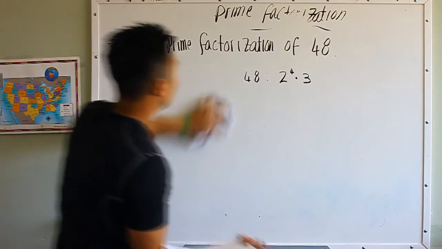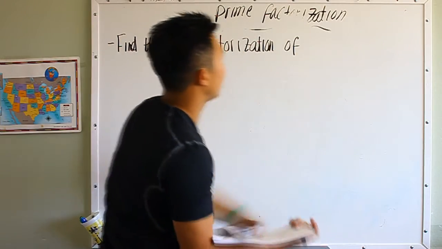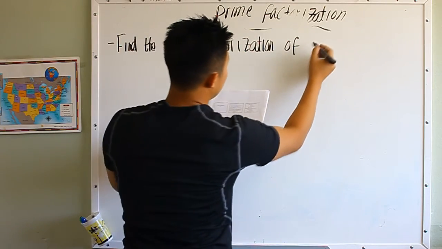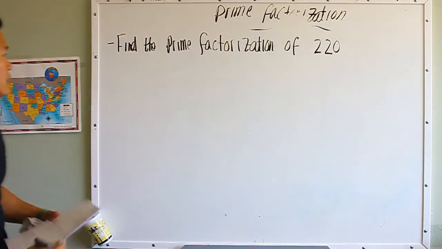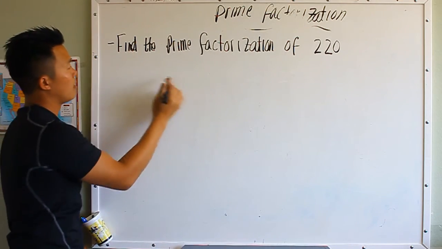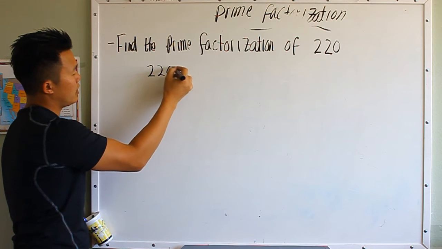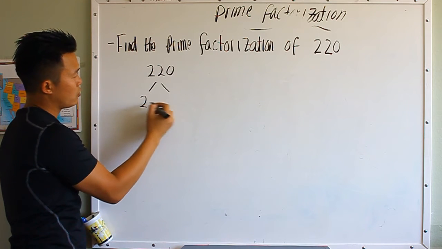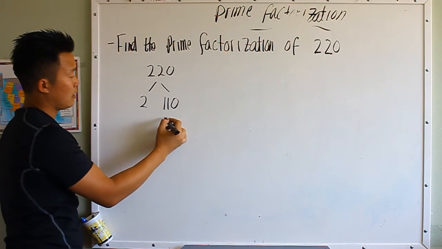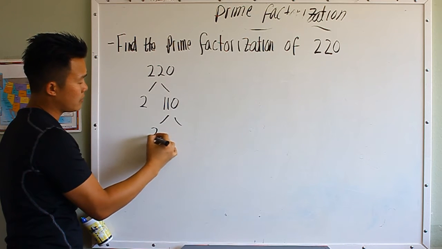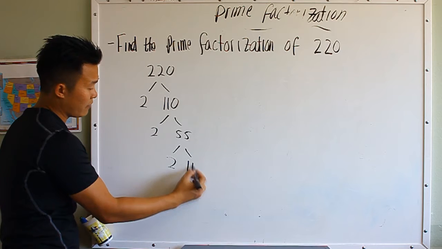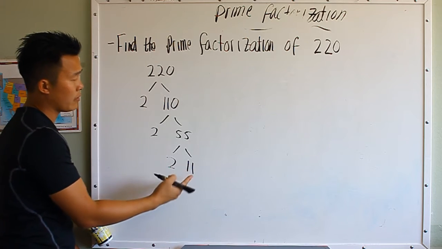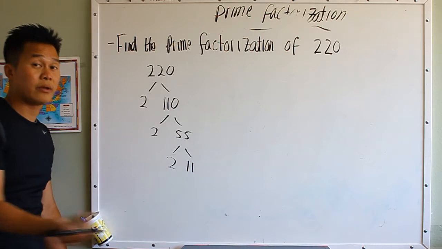Say if I want to find the prime factorization of not 48, but say 220. Okay, so I do the same thing. I go, okay, 220, break it down. That's 2 times 110. Okay, this would be 2 times 55. 55, 2 times 11. All of them are prime numbers, therefore I can't break it down any further.